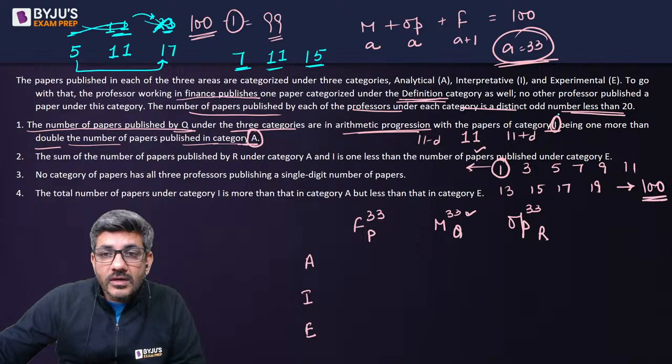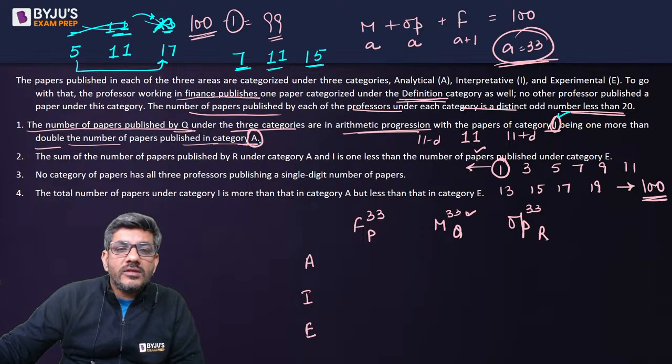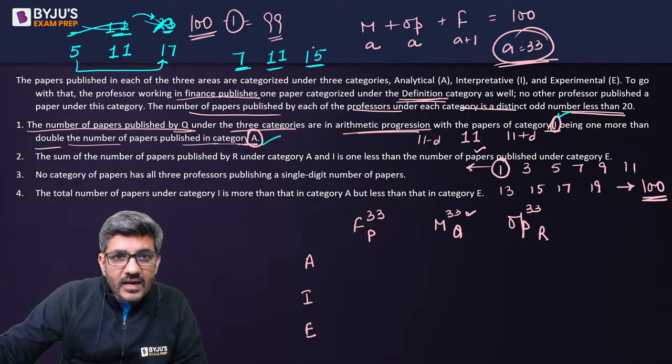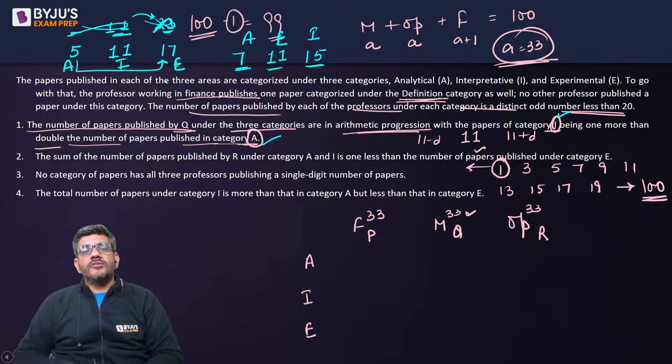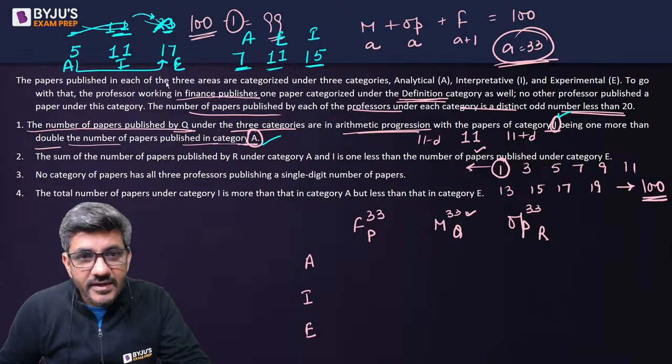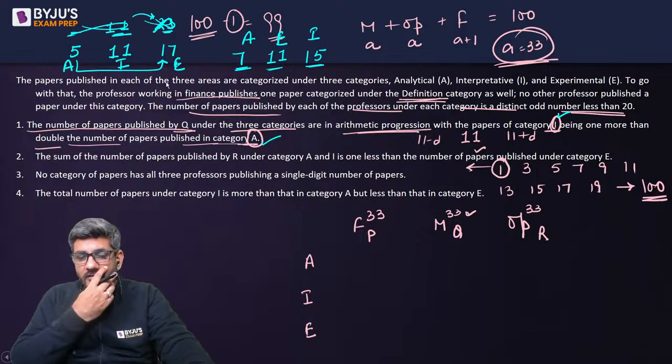And he has told us that I is one more than double of A. So either I can be this, A can be this, of course then E would be this, or I would be this, A would be this, of course then E would be this. These are the two possibilities with us, 5, 11, 17 or 7, 11, 15.